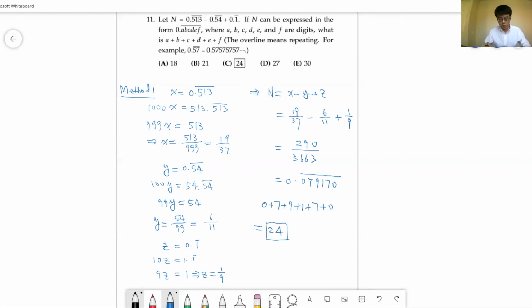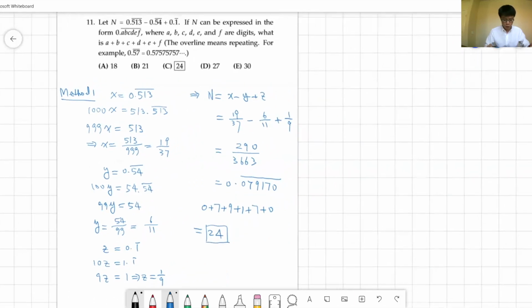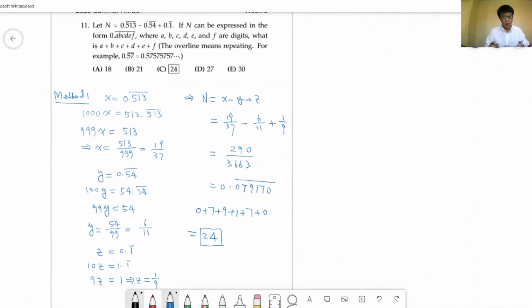Okay, this method is universal. It works for all cases. We can always write the repeating decimal number in terms of fraction. But for this particular problem, this is not the best way to do it. It takes a lot of time by using this method. Now let me introduce you another way to simplify the calculation.